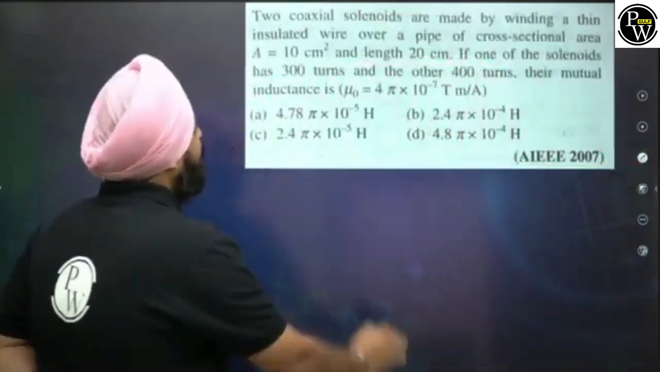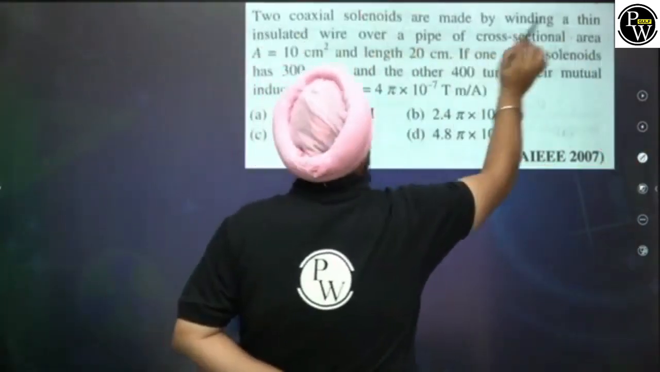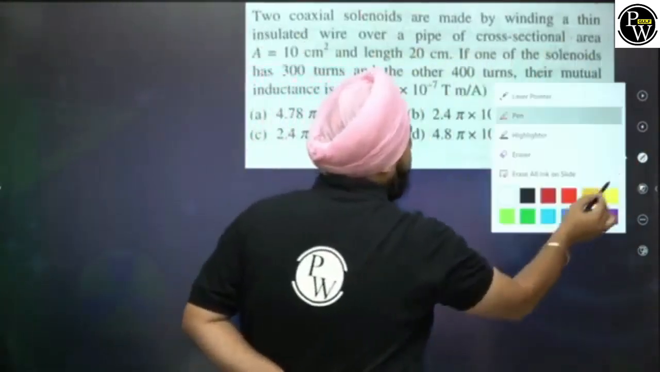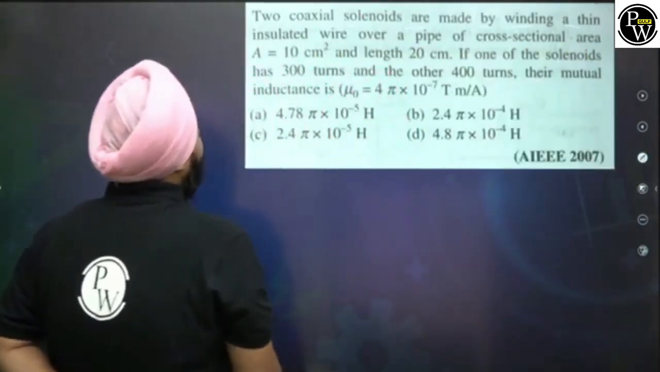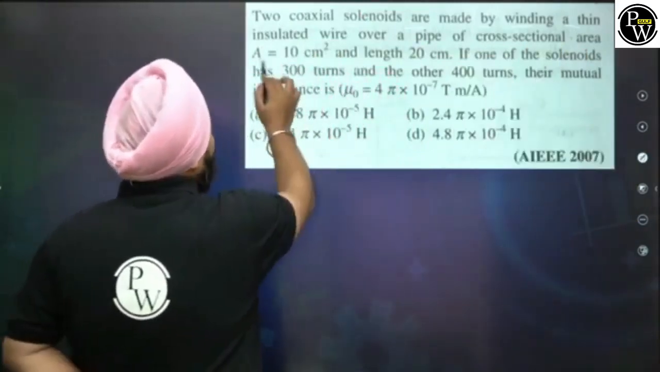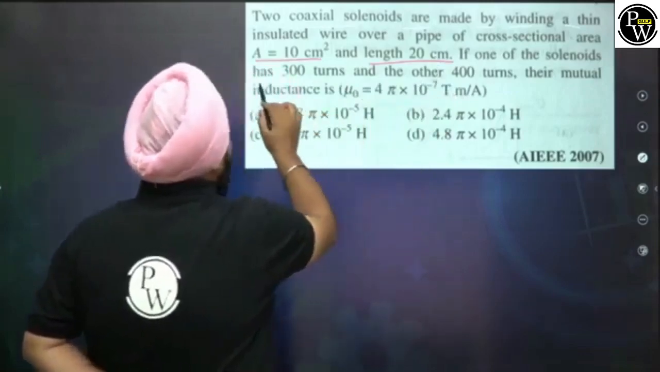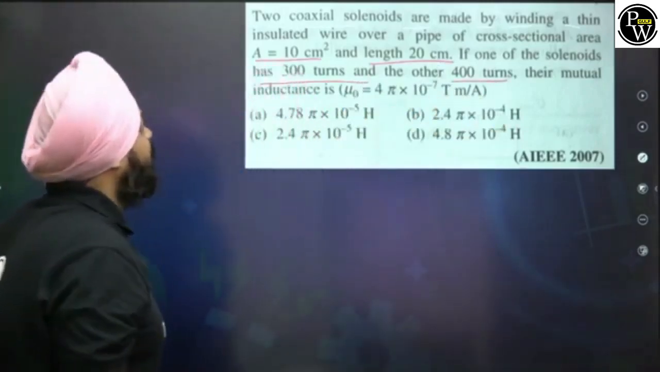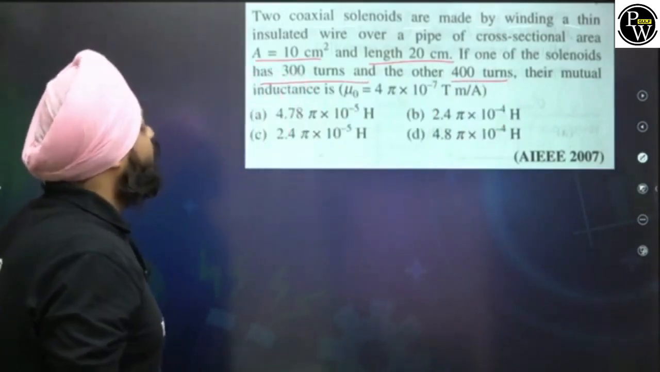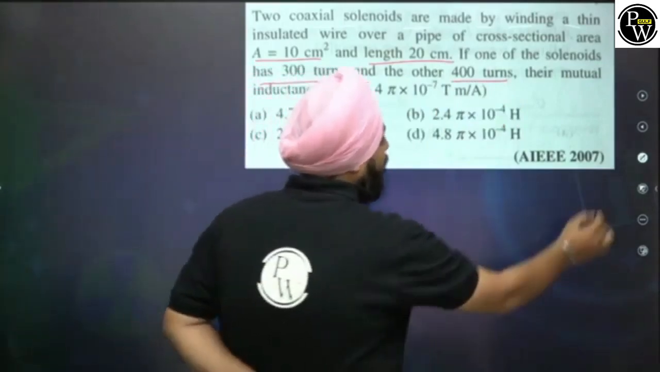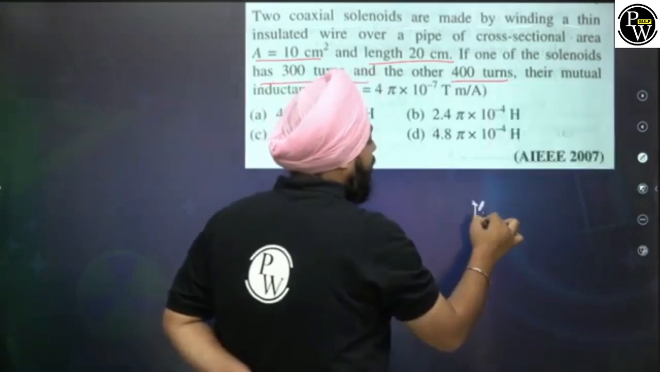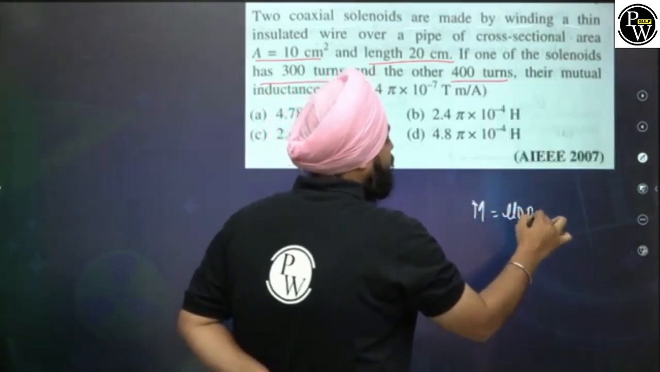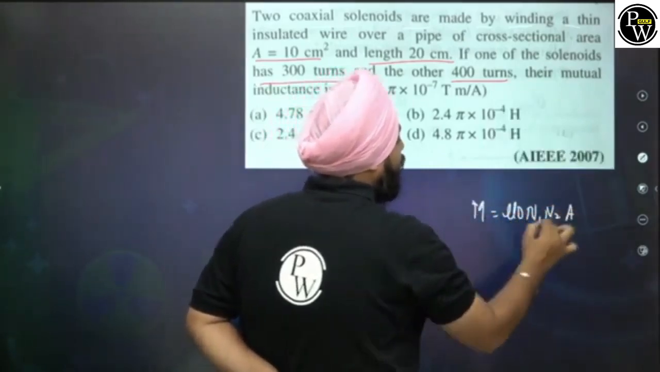Two coaxial solenoids are made by winding a thin insulated wire. The data about the two solenoids is given. One has this area and this length, one has this many turns and the second has 400 turns. Then what will be the mutual inductance? Again, the formula used is M equal to mu 0 times number of turns into A whole divided by I.